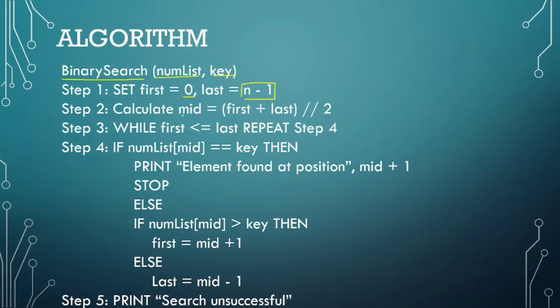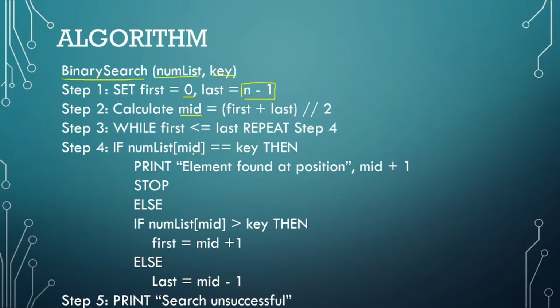And then what do you have to calculate? You are going to calculate the middle element. How do you calculate? First plus last, and floor division by 2. And you are going to search here while first is less than or equal to last. You are giving the condition here, so first should be less than or equal to last. Then you are repeating step 4.